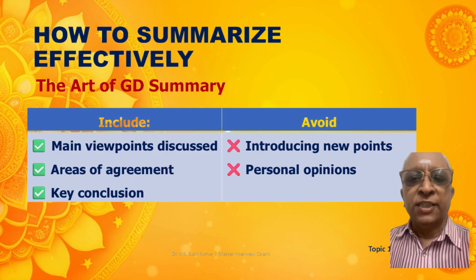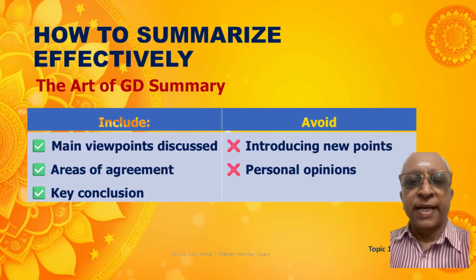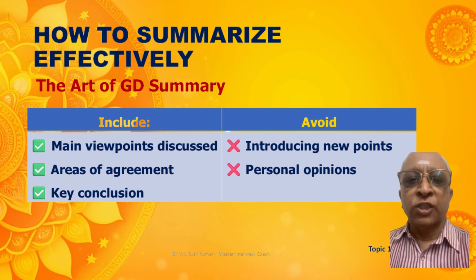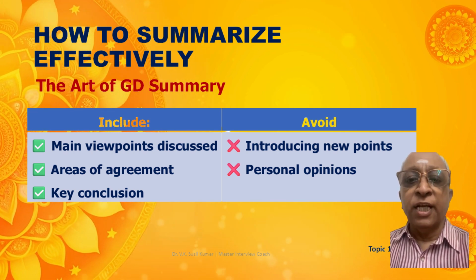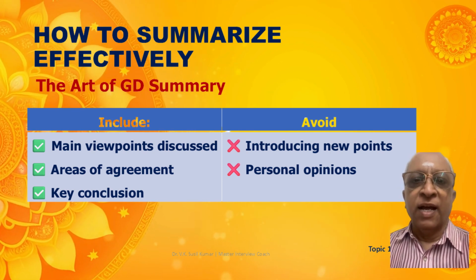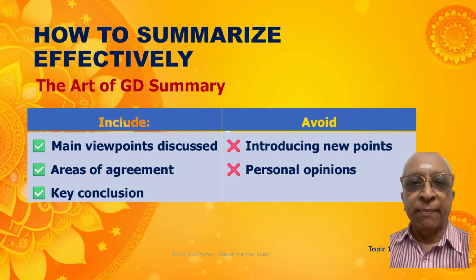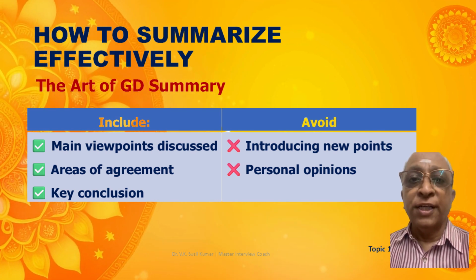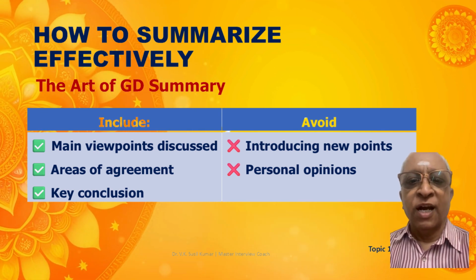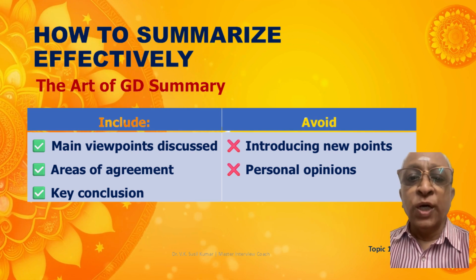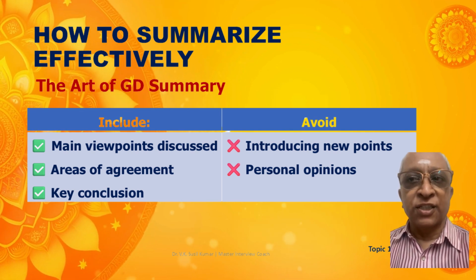Many students hesitate when asked to summarize. In reality, summarizing is an excellent opportunity. A good summary should capture the major viewpoints discussed, highlight areas of agreement, present a balanced conclusion, avoid introducing new arguments, and avoid expressing personal opinions. Your role is to summarize the discussion, not restart it.